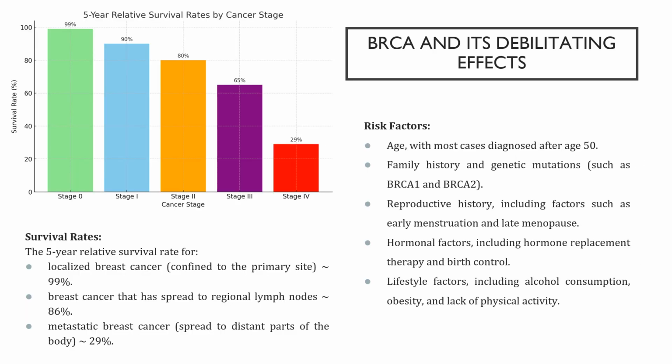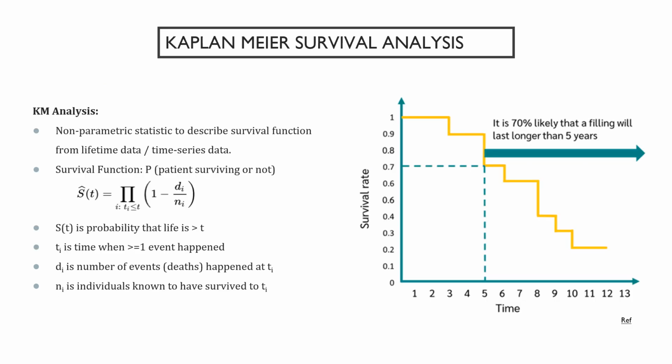The risk factors of breast cancer include age, family history and genetic mutations, reproductive history, hormonal factors, and lifestyle factors. The 5-year relative survival rate for localized breast cancer is approximately 99%. For breast cancer that has spread to regional lymph nodes, it is approximately 86%, and for metastatic breast cancer, approximately 29%.